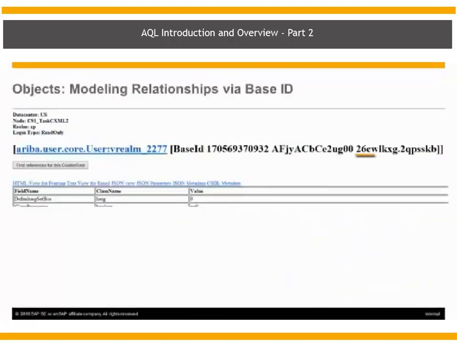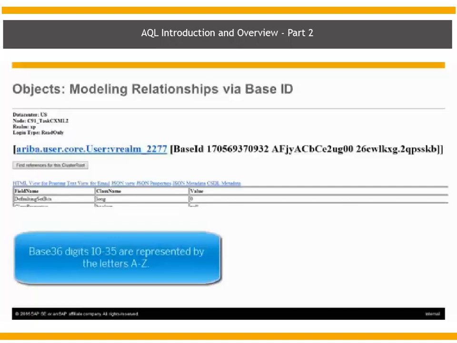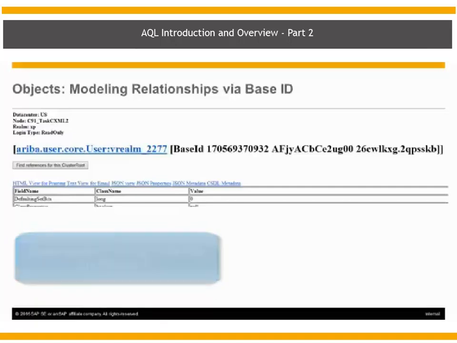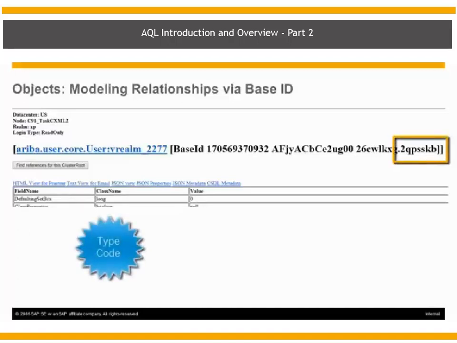The base ID has two parts, separated by a period. Both sides are coded in base 36, which is an alphanumeric system. Base 36 represents numbers as a combination of 36 digits from 0 to 35. In order to avoid confusion, base 36 digits 10 through 35 are represented by the letters A through Z. The right side indicates the class the object belongs to. This is known as the type code.